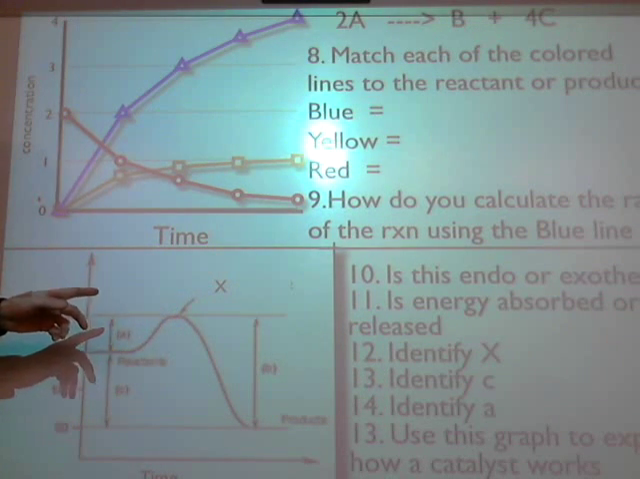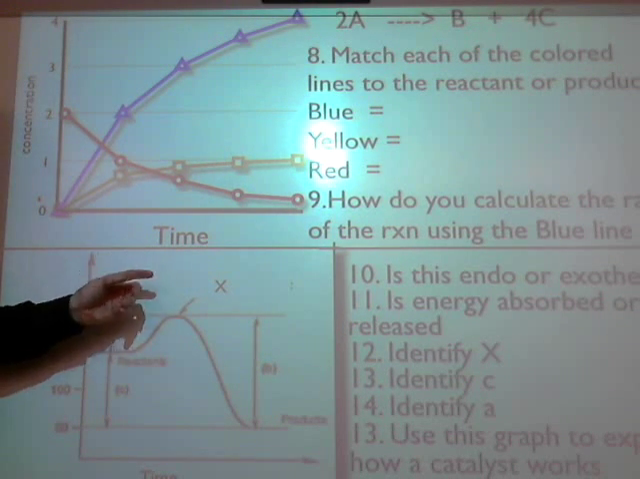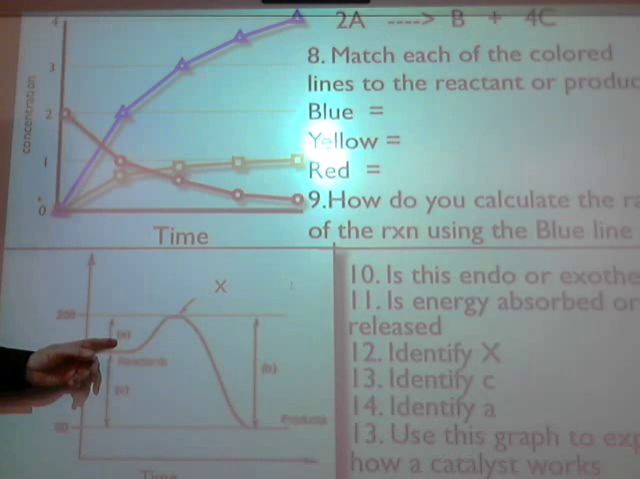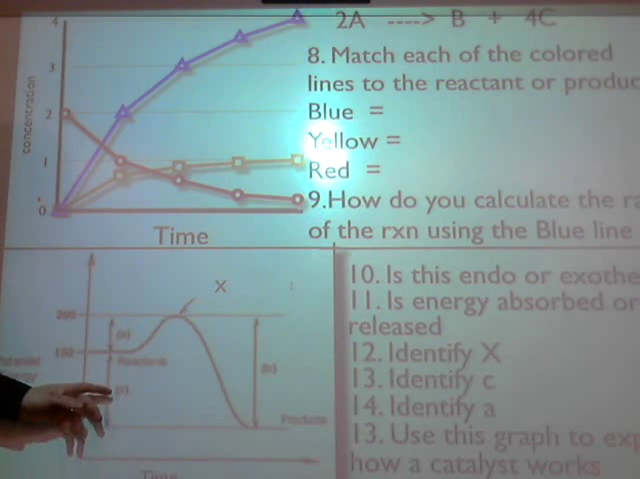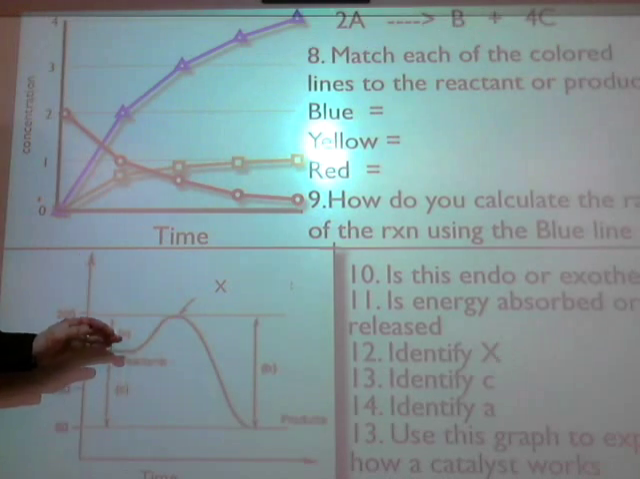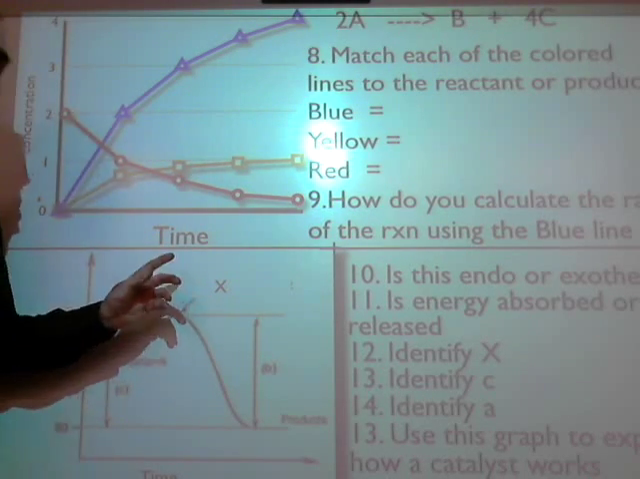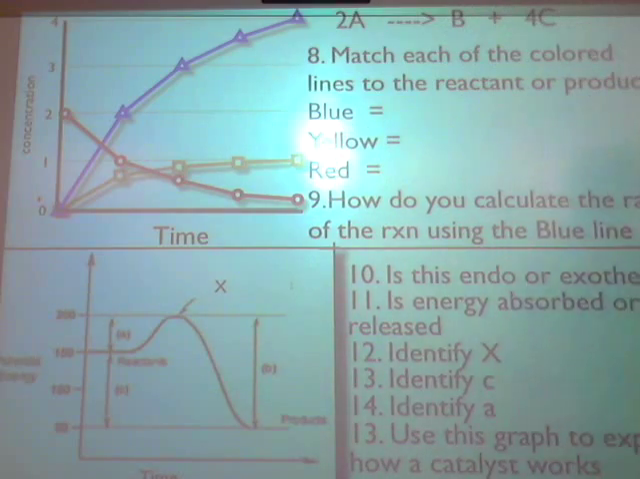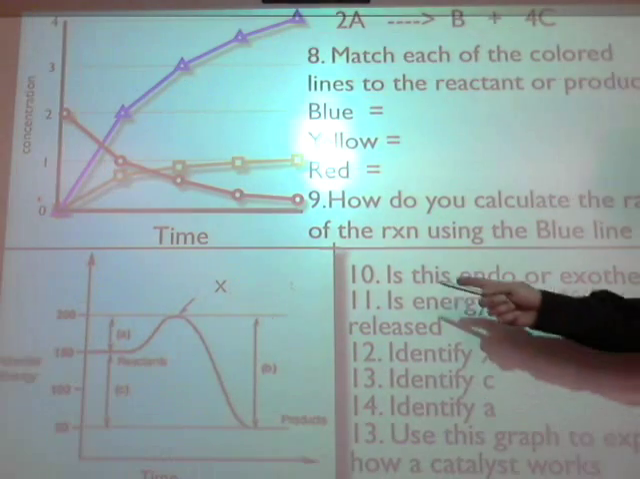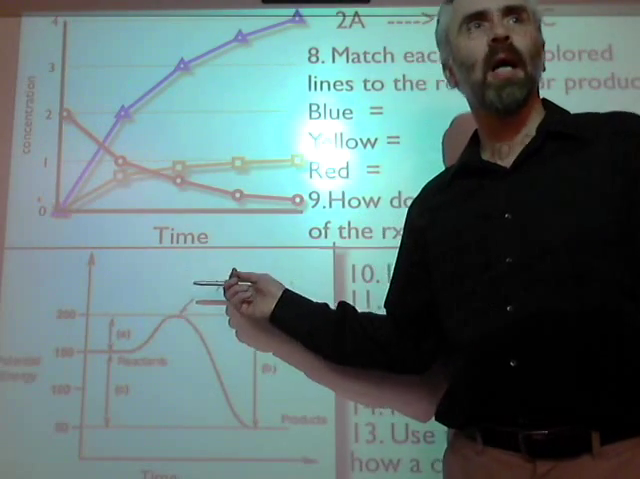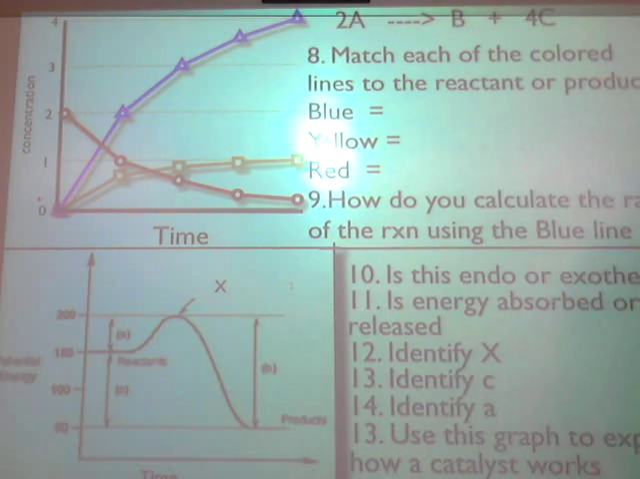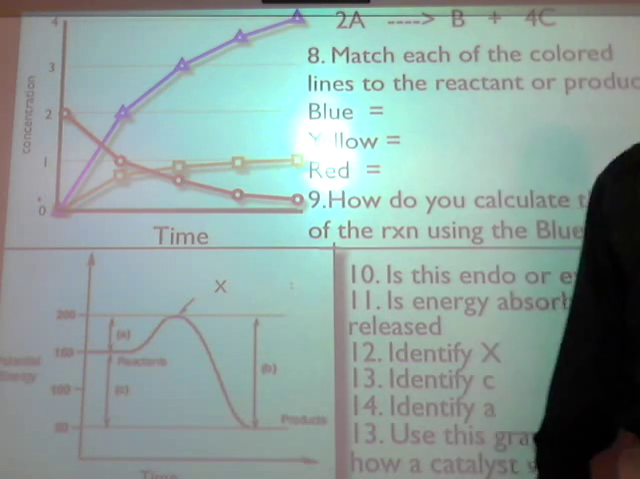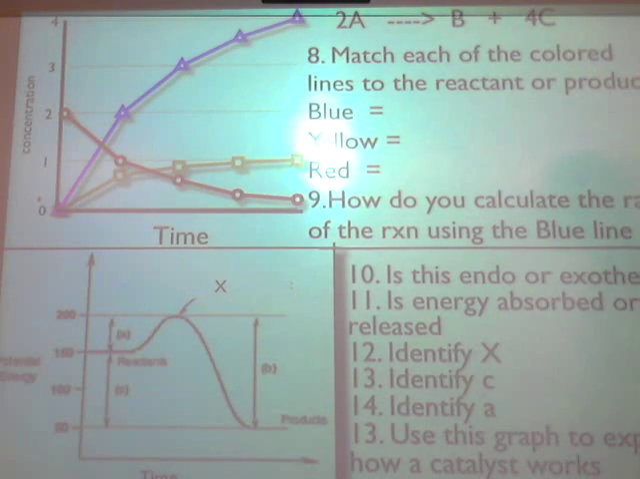X. A lot of people get this wrong. X is not the activation energy. The activation energy is A. C is the what? What's C? Delta H. That's the enthalpy of the reaction, the change in energy from start to finish. X is actually the transition state. That's what it's called, the transition state, or the activated complex. You may see either word, activated complex or transition state. The highest point that it goes through. That was my definition of the transition state when I gave you the notes on that.